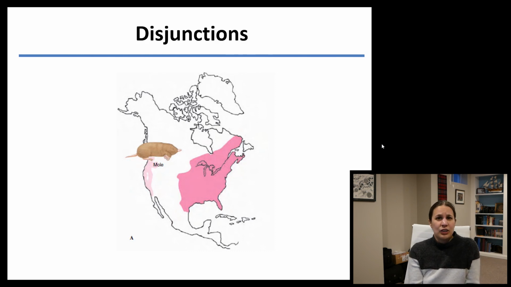You could also potentially invoke long-distance dispersal. Maybe the mole traveled across to North America by the Bering Land Bridge and originally went west, and then a couple organisms or individuals of that population managed through jump dispersal to get on the other side of the mountains and start a subpopulation on the east. That's another way you could potentially explain this distribution.